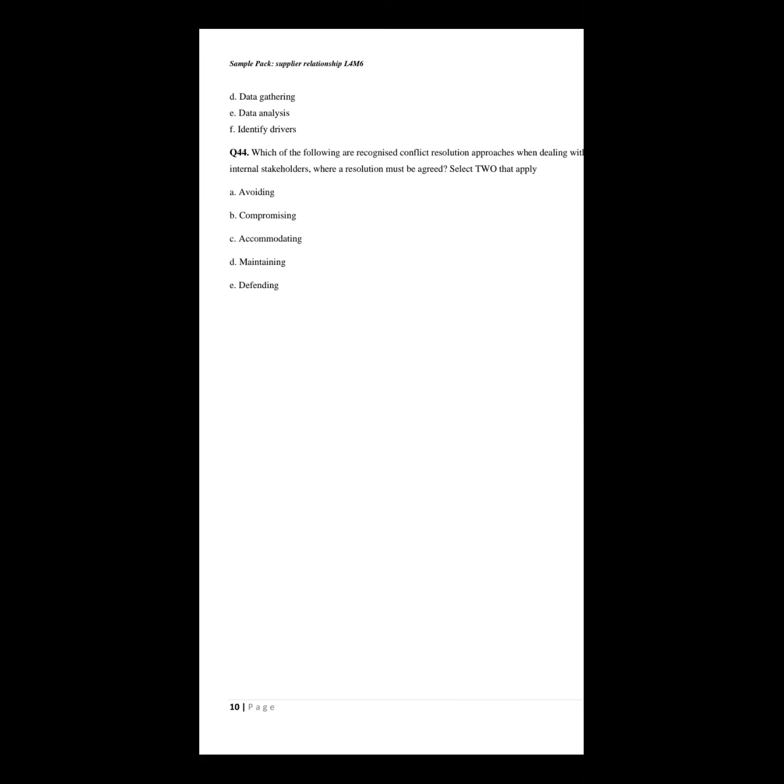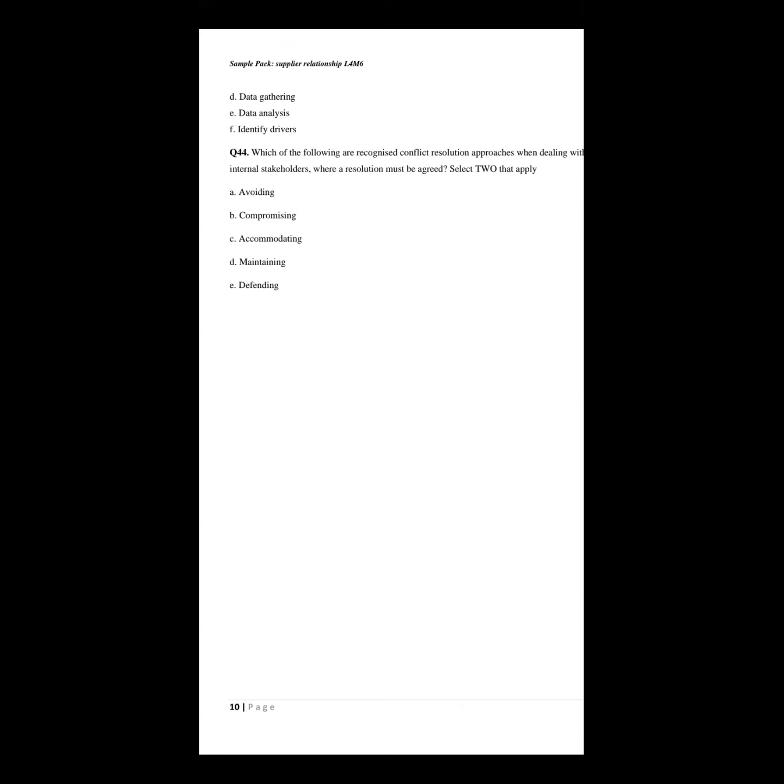But how do we go about it? They said we should choose three ways of applying effective cost modeling. The first is supplier negotiation, continuity planning, differential pricing, data gathering, data analysis, identifying drivers. So let's choose the three that apply. If you want to understand your supplier's cost, what will you do?